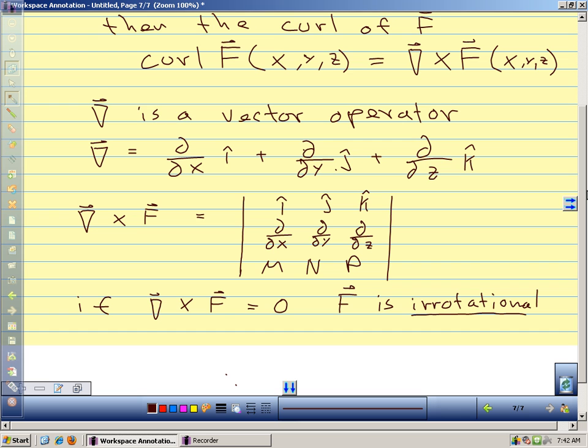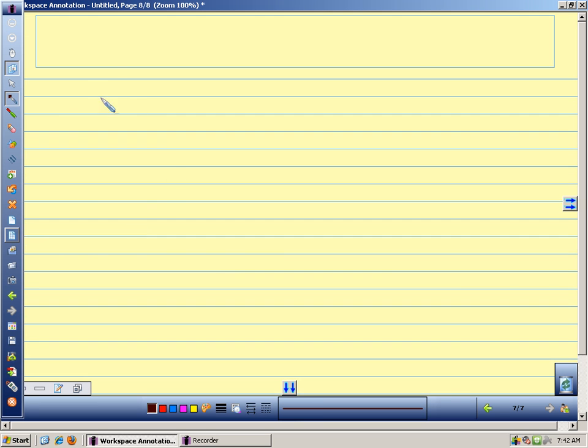So let's look at an example of finding the curl of a vector field. And then we have one last topic to talk about. So we want to find the curl.